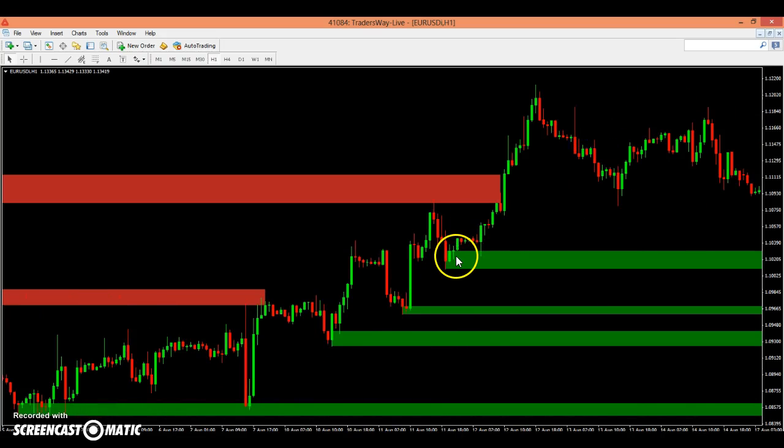Again, another demand box was formed. This is a pretty nice buy. Like I said, take X amount of pips and get out, because you don't want to overstay and have it go against you. So take your money, take your profits, exit.